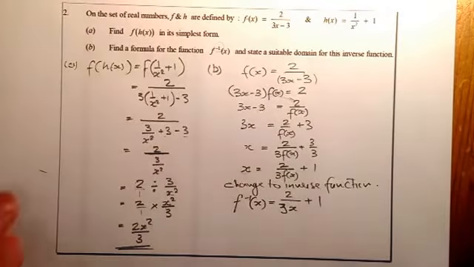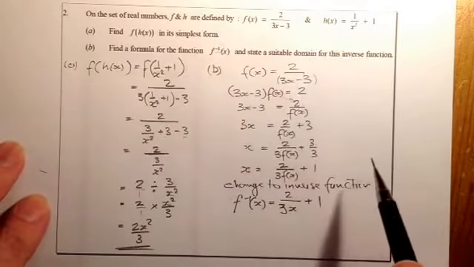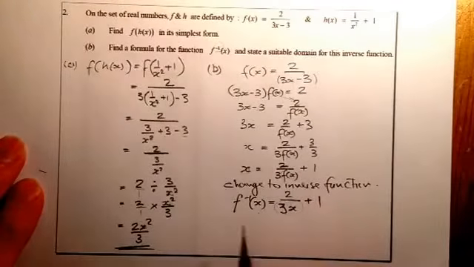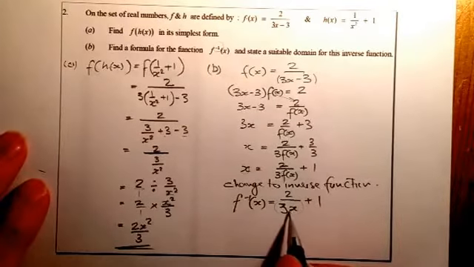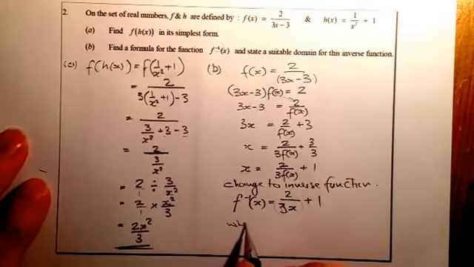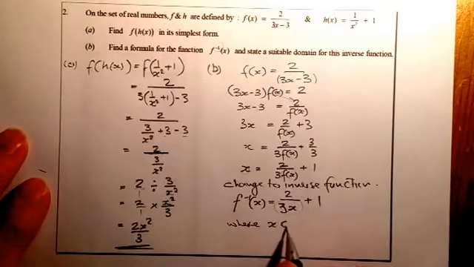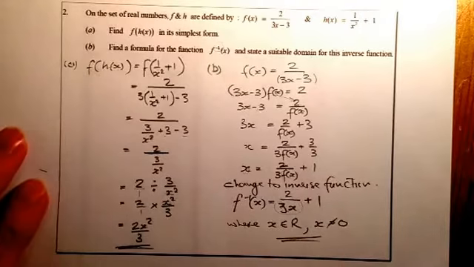Right though, so one of the things that we've also been asked to do is a suitable domain for this inverse. So I can't have this part here equaling 0. Okay, so if I can't have that equaling 0, then I would be saying that I can't have x being equal to 0 itself, because 3x equaling 0, x would equal 0. So what we'd say is the domain would be where x will be a subset of all the real numbers, but it cannot be equal to 0. So I'd just say that there.